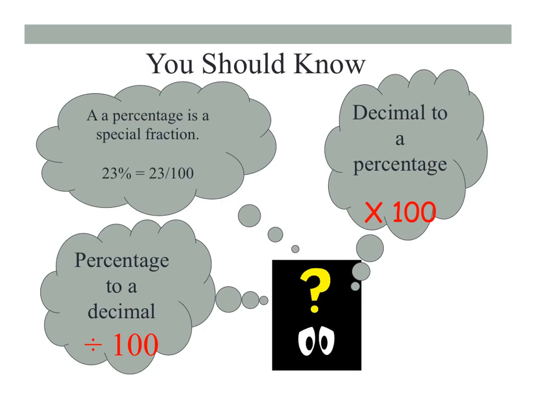Easy little concepts. A percent is a special fraction because it's over 100. And so therefore, if you wanted to change the percent to a decimal, you're going to divide by 100, which means you move it 2 to the left. And if you want to change a decimal to a percent, you're going to multiply by 100, which means you move it 2 to the right.